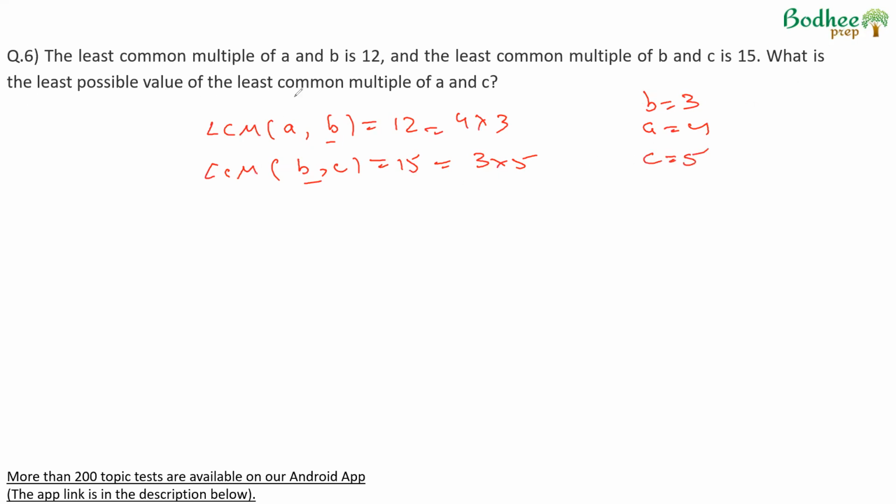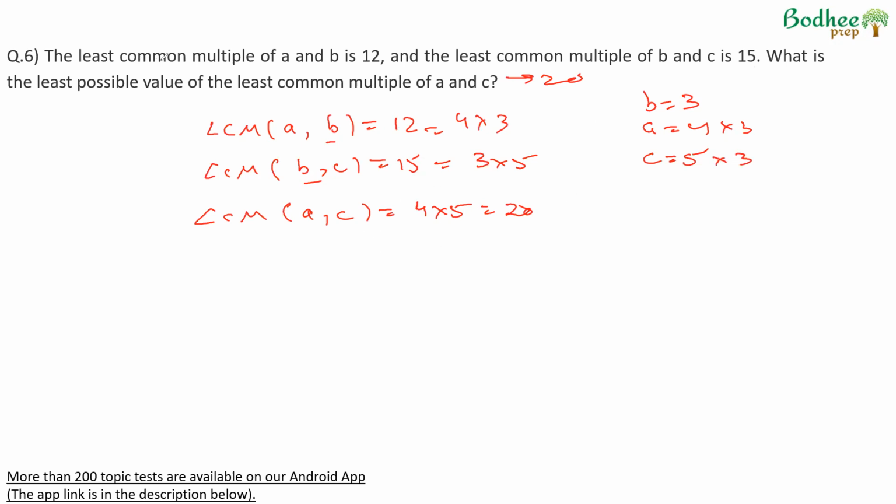What is the least possible value of the least common multiple of A and C? In this case, LCM of A and C would be LCM of 4 and 5, which is 4 into 5, or 20. What is the least possible value? That itself becomes the answer, because if I had to increase the value, then we could have taken A as, instead of 4, 4 into 3 itself, B as 5 into 3, and worked from there.